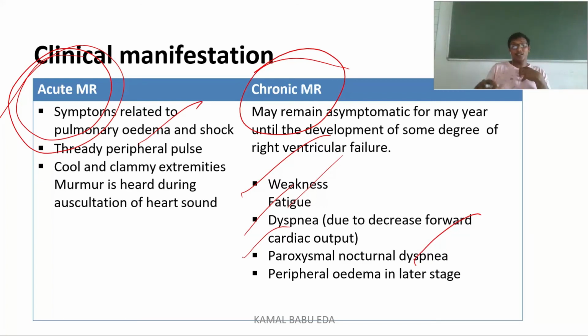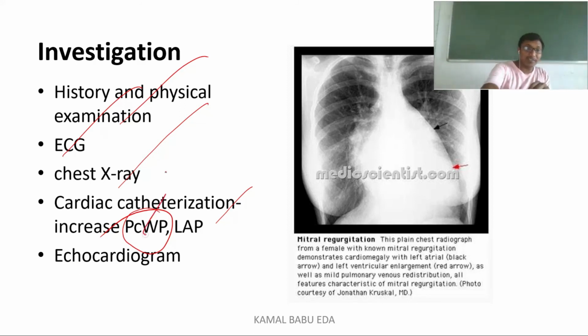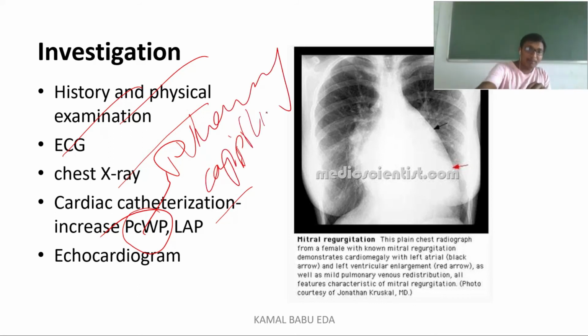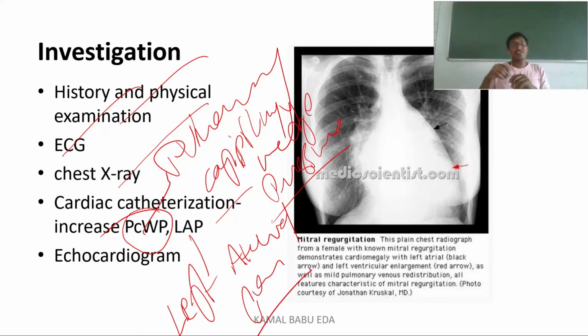Coming to the investigation part, here we will go for history collection as well as physical examination, ECG, chest x-ray and cardiac catheterization. Here you will see pulmonary capillary wedge pressure, which is the amount of pressure in the pulmonary capillaries, and also left atrial pressure. So these are the two types of investigations that we'll perform through cardiac catheterization, and also we'll go for the 2D echo.